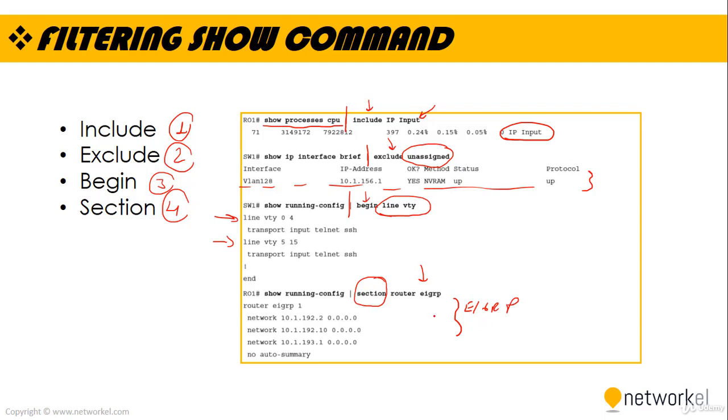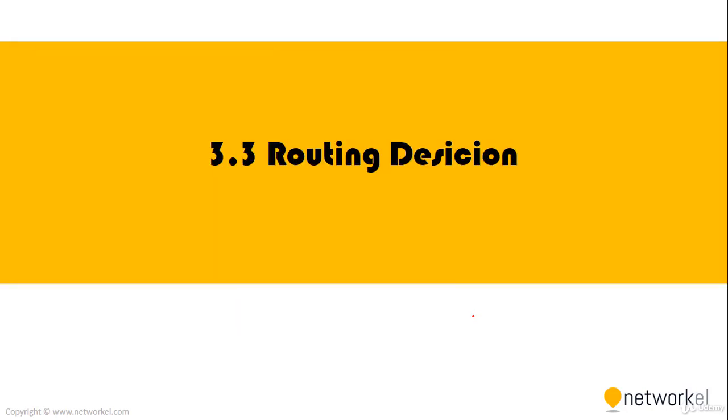For example, we can use show run pipe section OSPF, show run pipe section BGP, or we can use show run pipe section crypto, and we can just see the specific configurations for those technologies. Let's go ahead with the routing decisions.